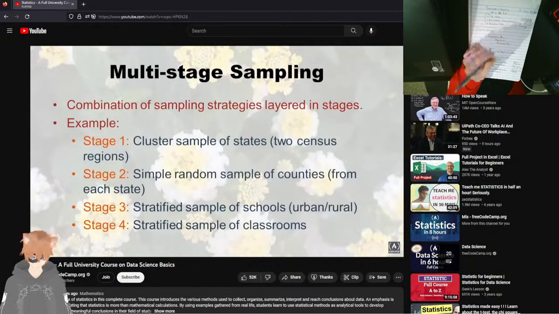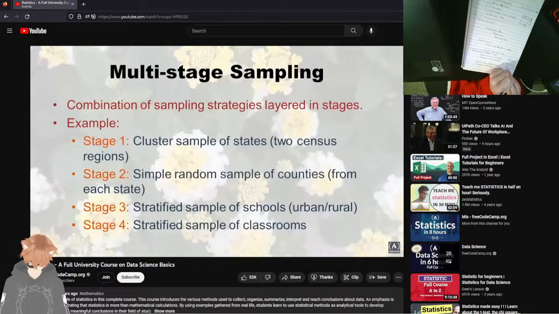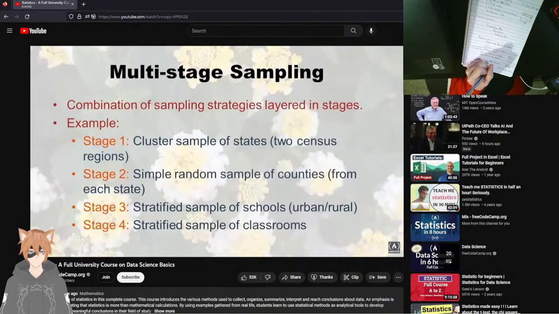Now, from each of those, we could take a random sample of counties. So stage 1 is a cluster sample of states, and stage 2 is a random sample of counties. Then, after we get those counties, it gets smaller and smaller. In stage 3, we can take a stratified sample of schools from each county. Some of the counties will be totally rural, some will be totally urban, but most will have some mix. So we'll take a few schools from the urban, a few schools from the rural. In stage 3, we'll take a stratified sample of schools from the simple random sample of counties from the cluster sample of states.